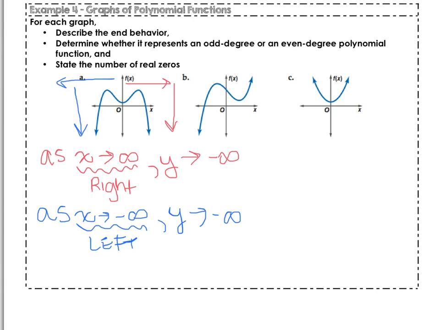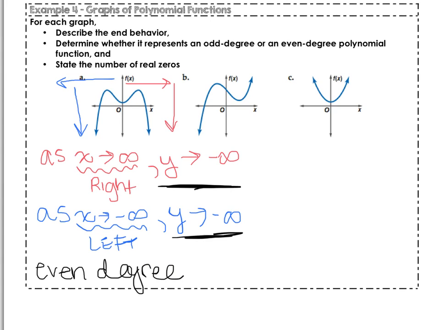Because both of the ends are facing the same direction, this tells me that he is an even degree function here, okay? One way you can also notice that in your end behavior is whatever y is approaching. If it's approaching the same thing, we know it's an even degree. To determine the number of real zeros, all I'm looking for is where do I cross the x-axis and how many times do I cross the x-axis. So in this problem, I cross the x-axis twice, so I have 2 real zeros. Depending upon its degree, the other zeros will lie in the complex number plane, okay?